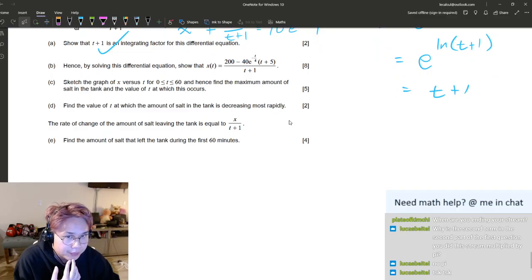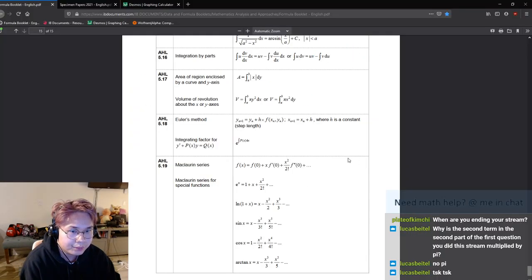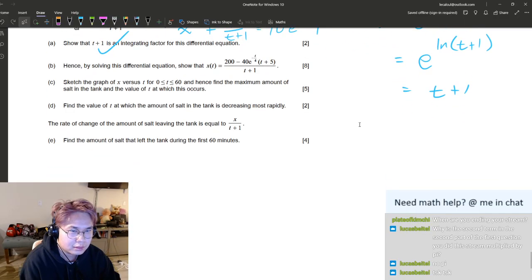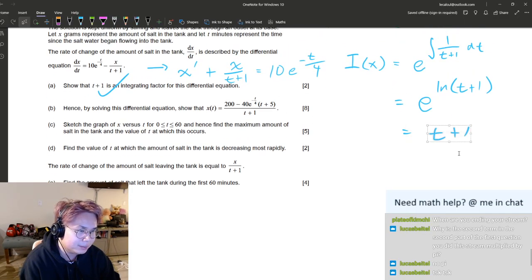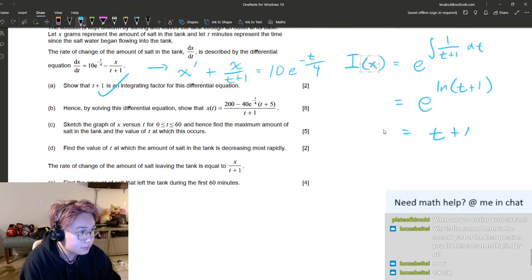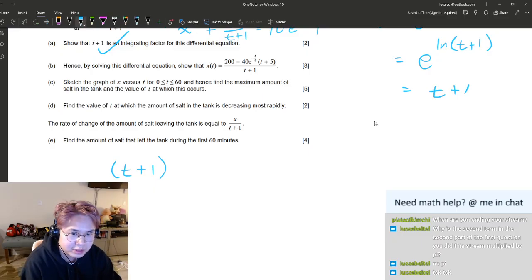Okay. So, now that we found out that this is the integrating factor, essentially, we are able to solve this. First, we multiply everything by the integrating factor. That's one of the things you need to do. And to be honest, I don't 100% remember this procedure, but we're gonna see how it goes.